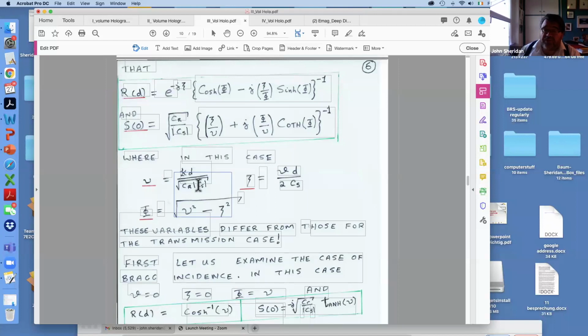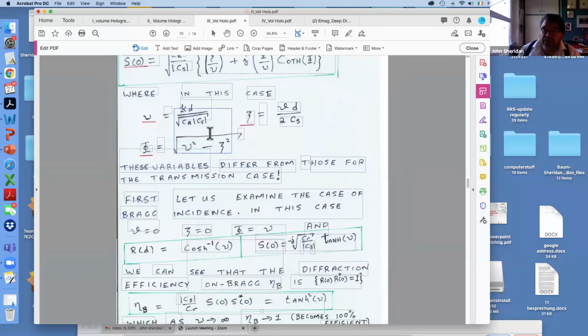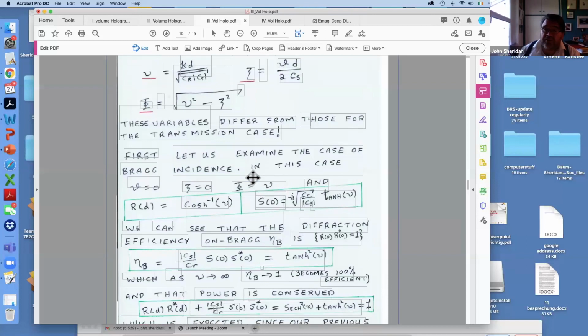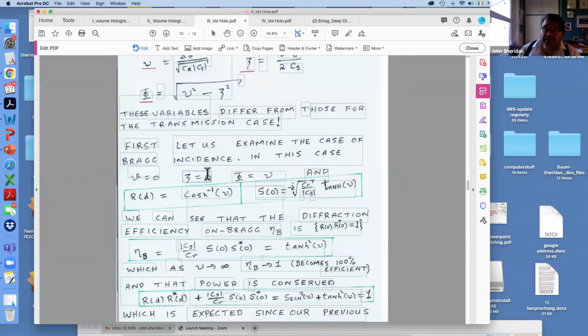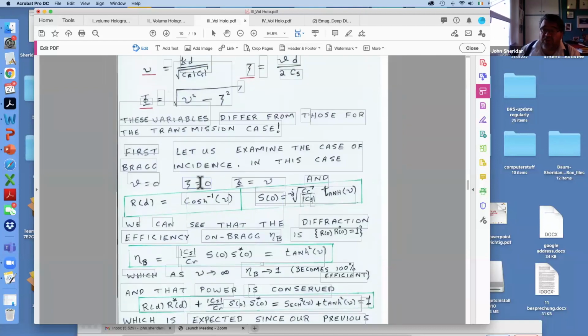Again, we have an expression for the grating strength. It's exactly the same form for the off-Bragg parameter in terms of the dephasing parameter, and our phi is now equal to the grating strength minus this off-Bragg parameter. But each one of these individual things here, the actual values, are going to be different, because we have a different geometry. First, let us examine the case of Bragg incidence. So if we go to Bragg incidence, the off-Bragg parameter is 0.